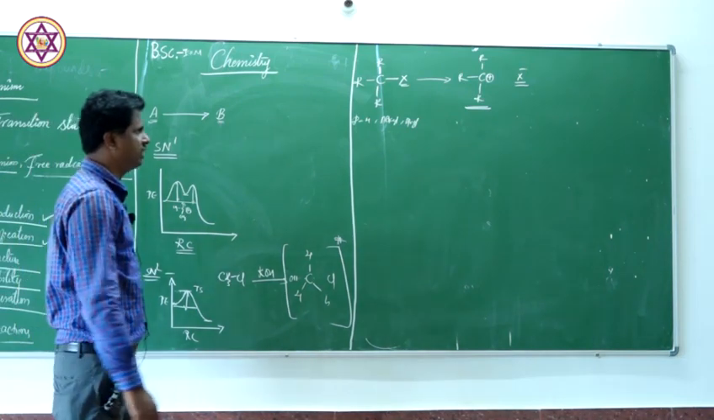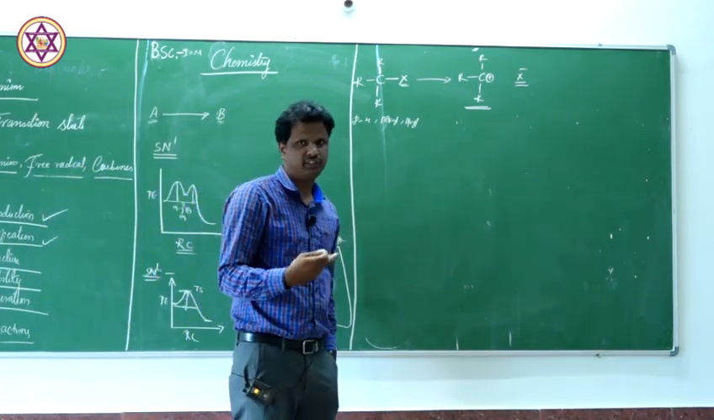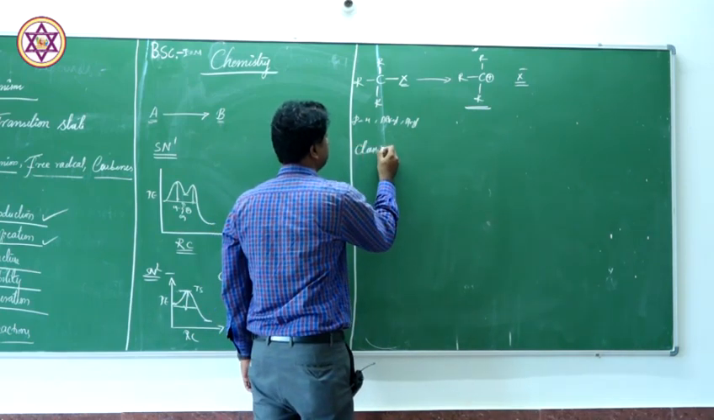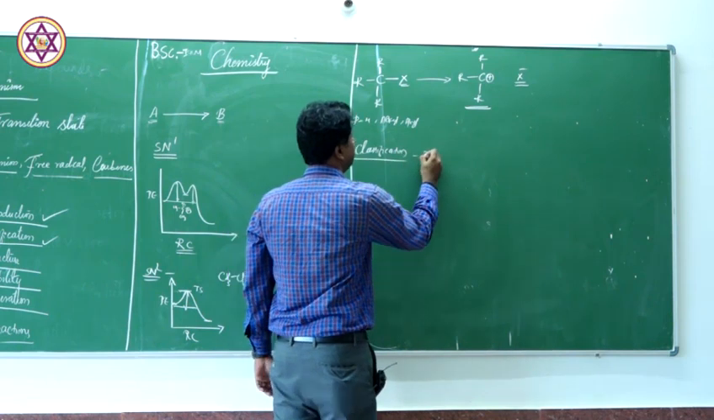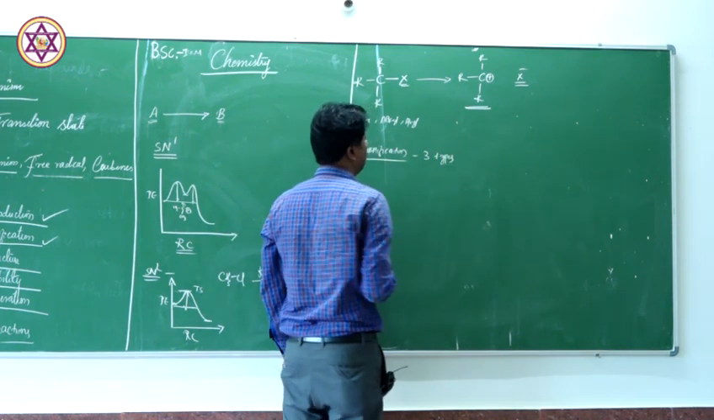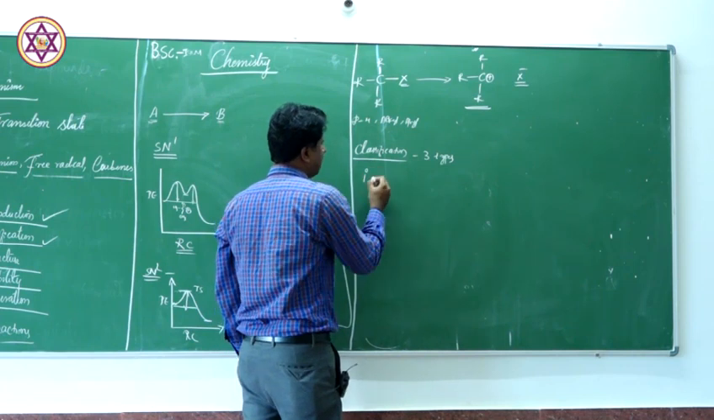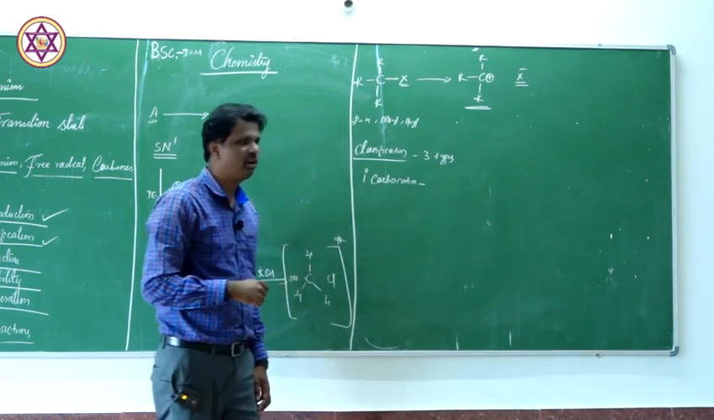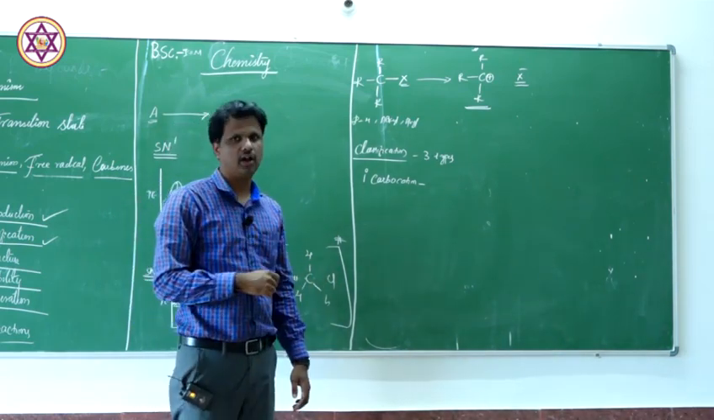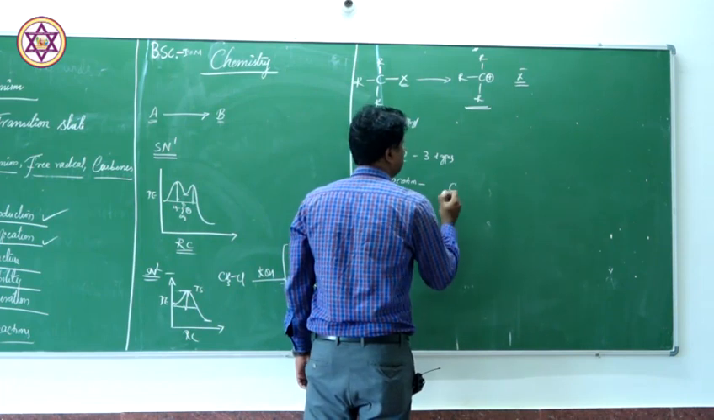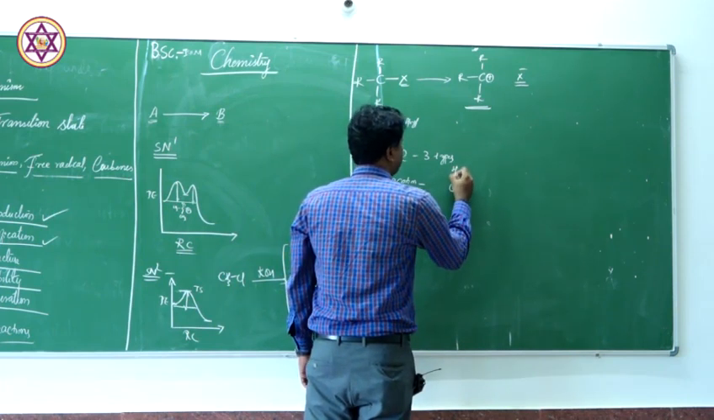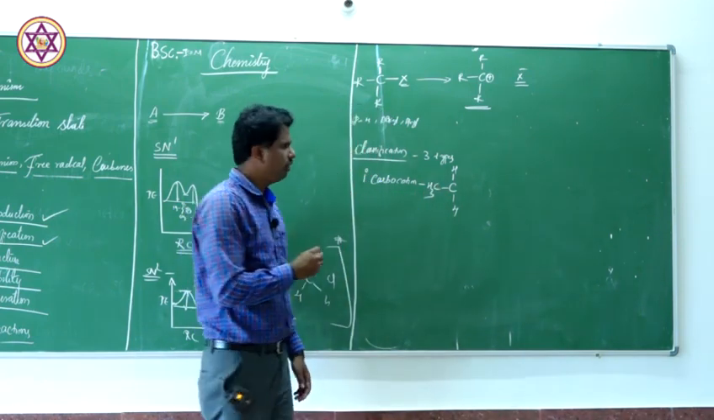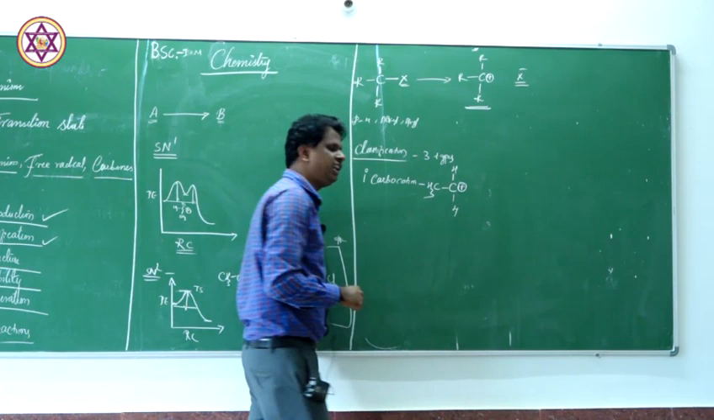Let us talk about the classification. How do we classify these carbocations? Carbocations are classified into three types. The first one is primary carbocation. What do you mean by primary carbocation? Imagine the tetravalent carbon atom like this. Here H, here CH3. This is the ethyl carbocation.